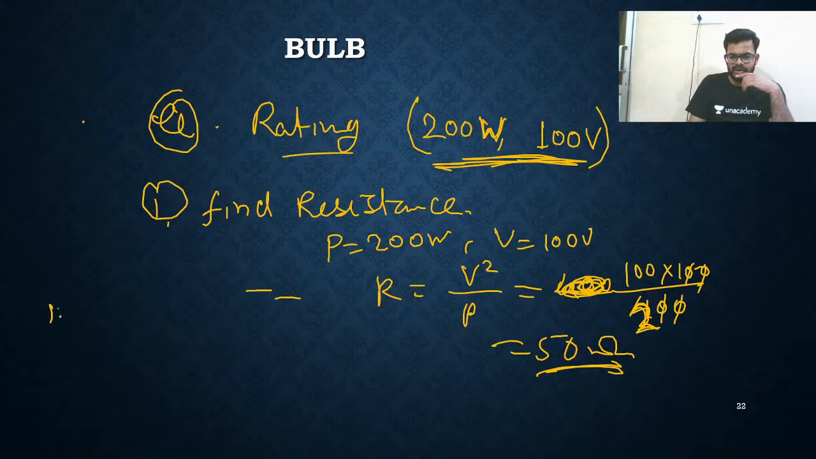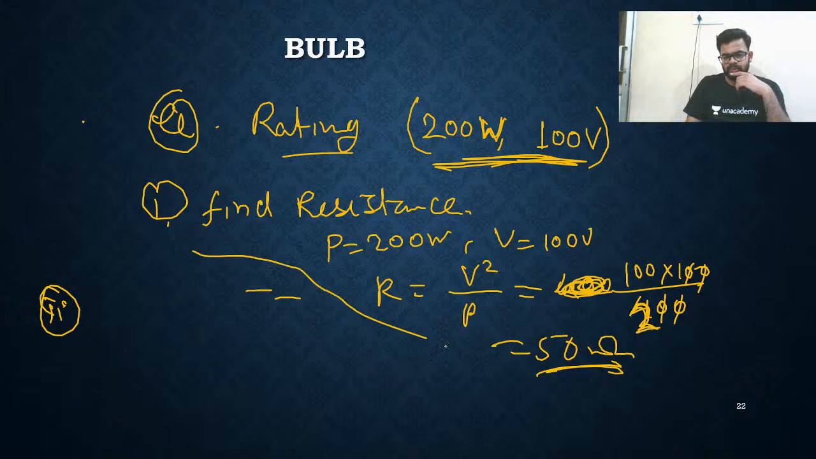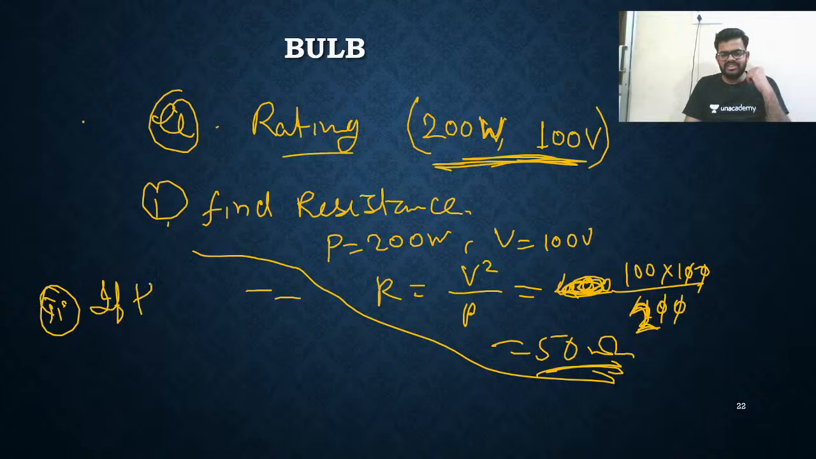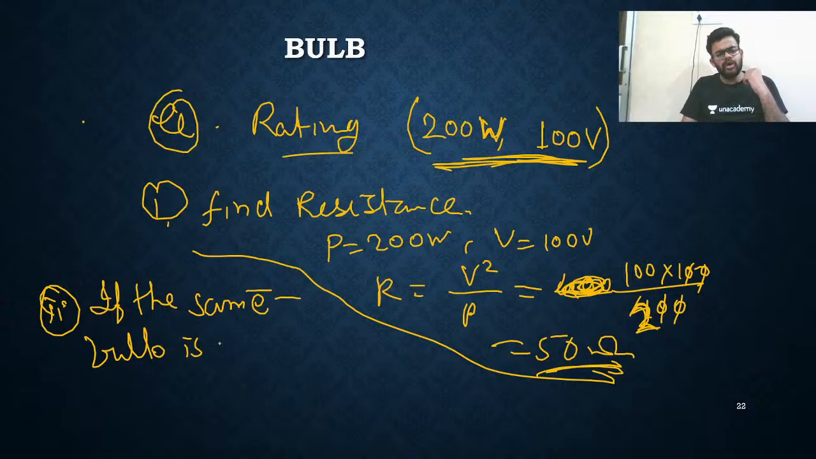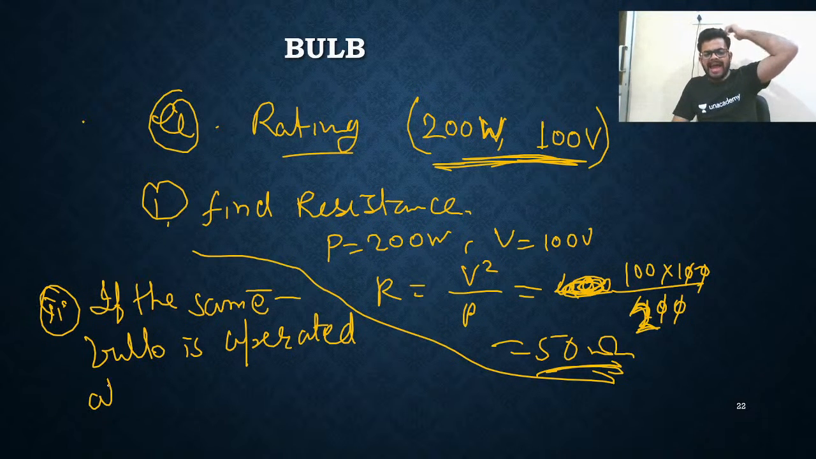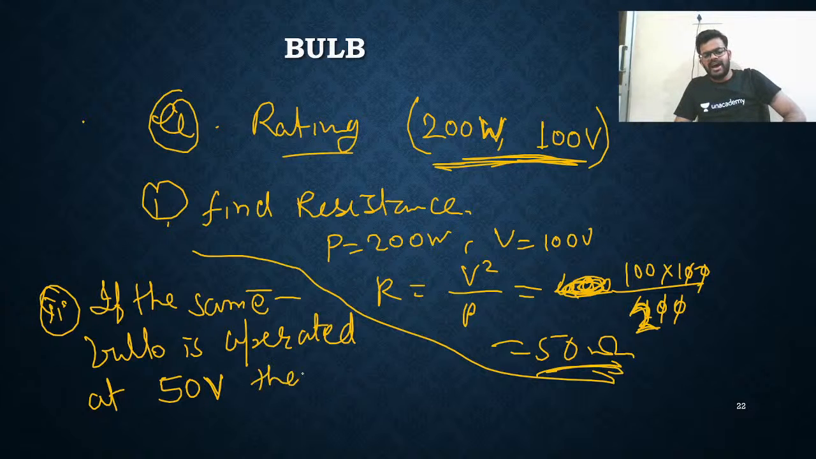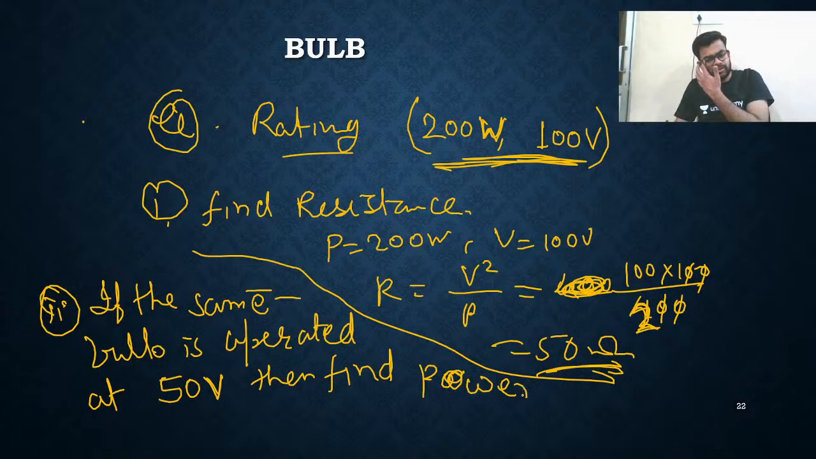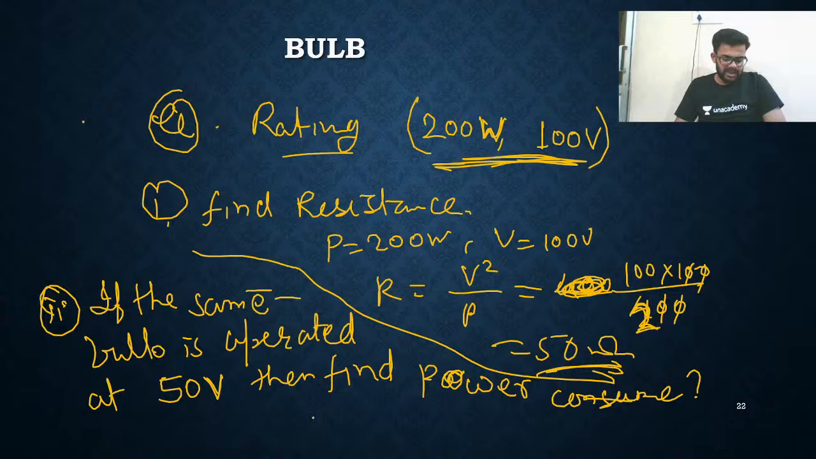Now, question number 2 for the same. If the same bulb is operated at 50 volt, then find the power consumed. Find power consumed by the bulb if it is operated at 50 volt. Come on, waiting for your answers.